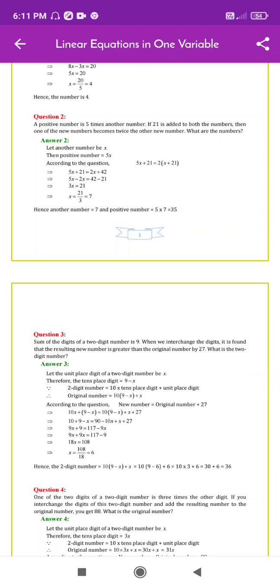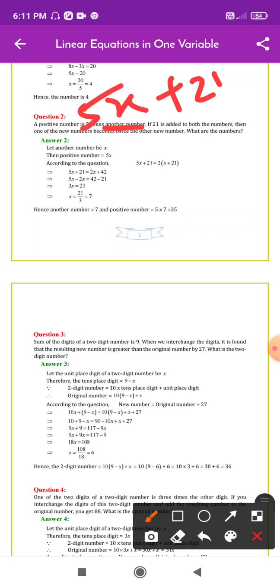So what should be added? 21 is added. So what we have to do? We have to add 21 number. Yes. Now what is there? Then one of the two new numbers becomes the twice. Twice means 2, यहाँ पे लिखना है.